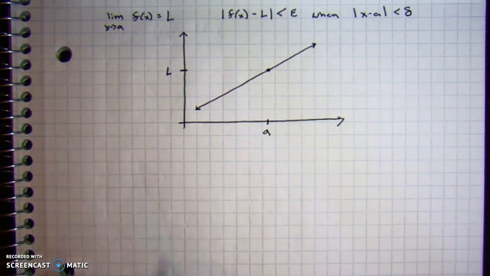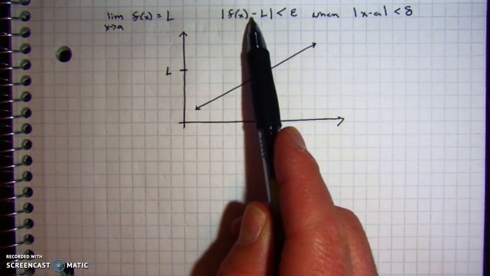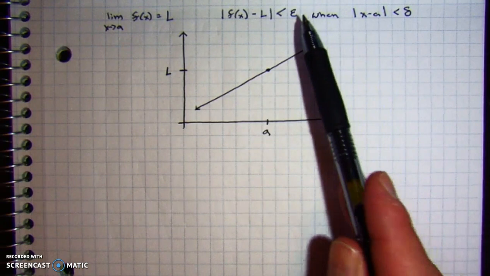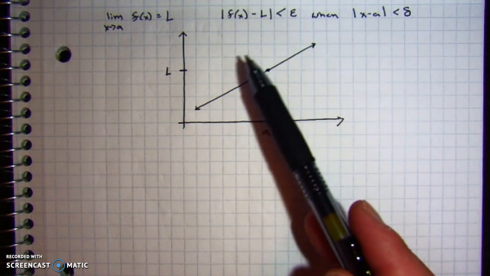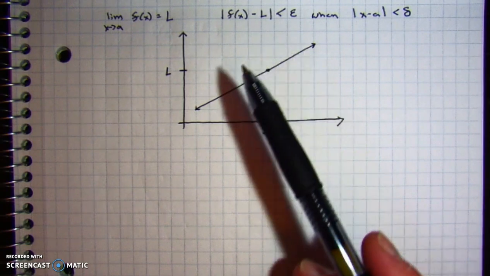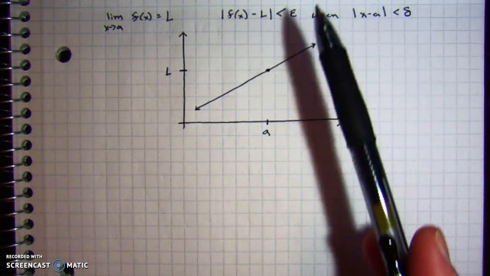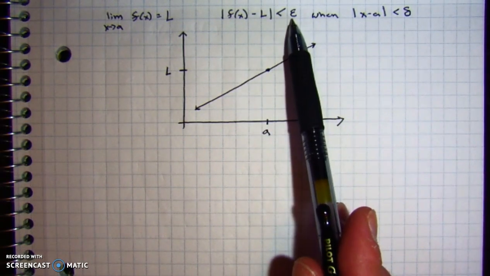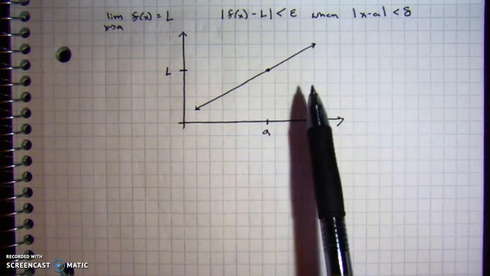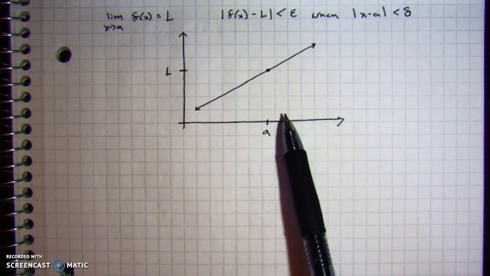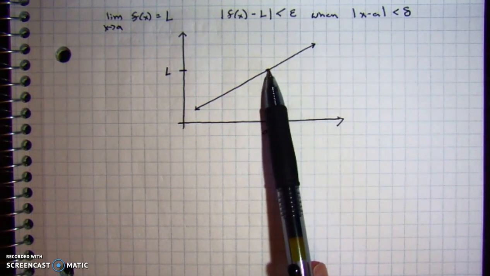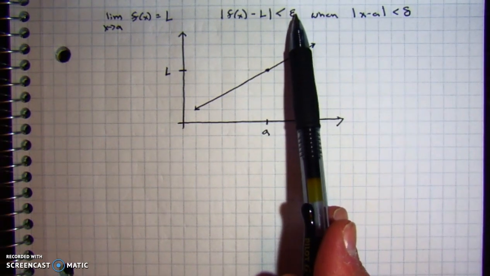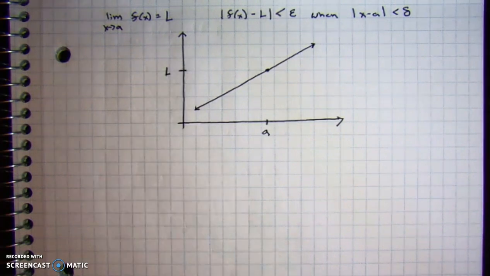If you look here, this f of x minus L is just going to be some sort of distance. And what's going to happen is you're going to pick this epsilon. Let's say you want this epsilon to be 0.1, or whatever number you want. If I set this epsilon at a certain value, what range on the x-axis is going to guarantee that I'm within epsilon of L on the y-axis?